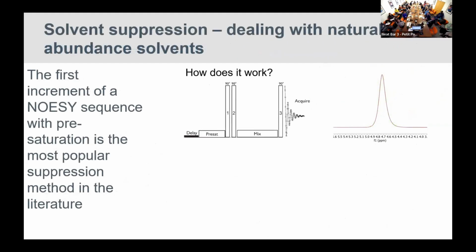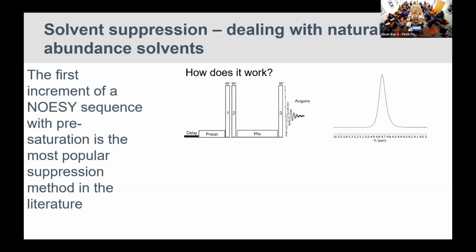So dealing with natural abundance solvents is pretty straightforward. Someone would say, from a metabolomics perspective, it is a very popular approach to use the first increment of a NOESY sequence using pre-saturation. This is the most popular method throughout the literature. You'll see it in pretty much every metabolomics protocol and pretty much every metabolomics publication.